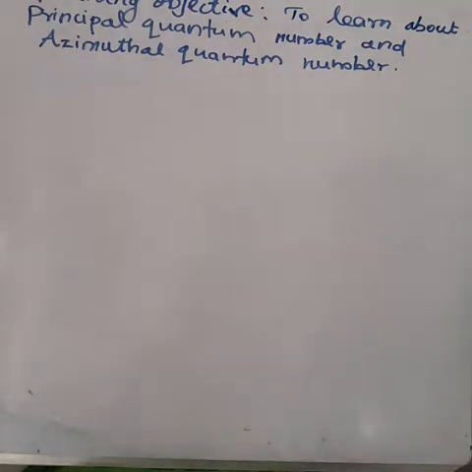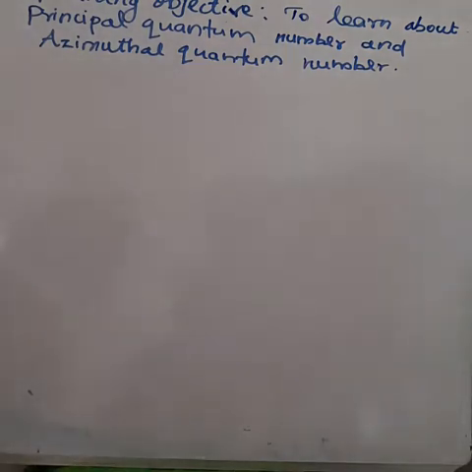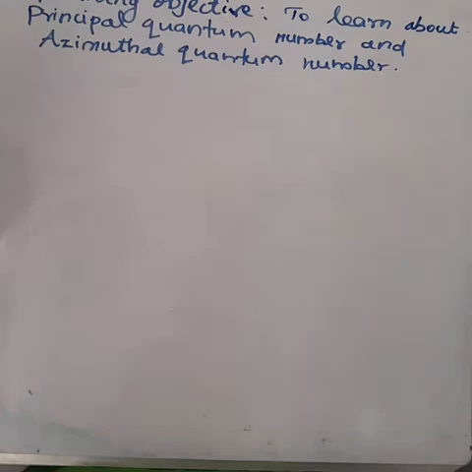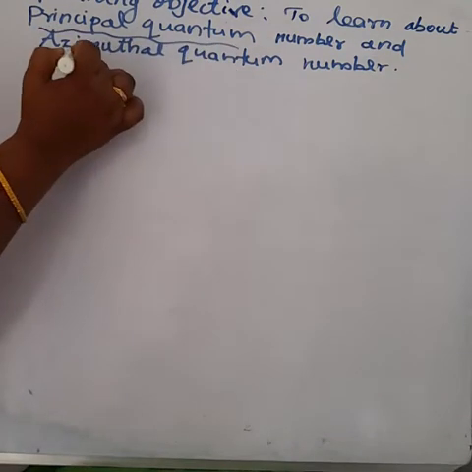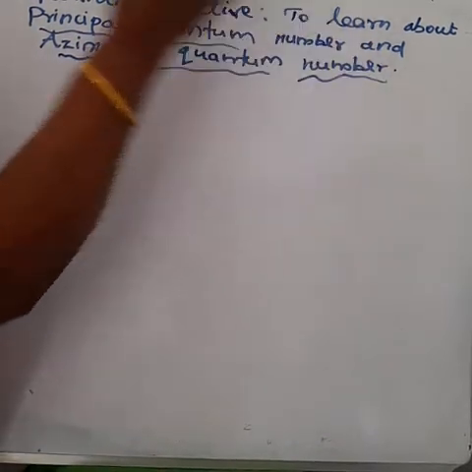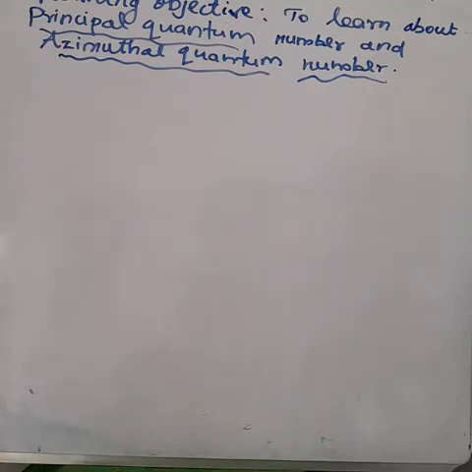In last class, we learned about the main features of the quantum mechanical model of the atom, about quantum numbers, and about the principal quantum number. Today, once again, I will repeat the principal quantum number. Then we are going to study the azimuthal quantum number and the relationship between the principal and azimuthal quantum numbers clearly. Before that, what is a quantum number?